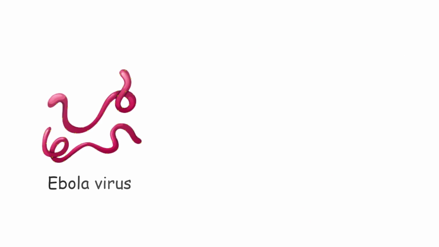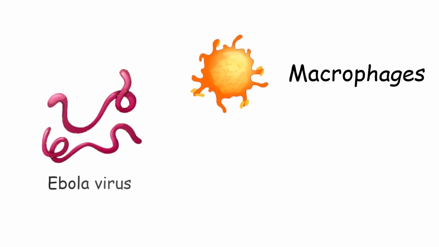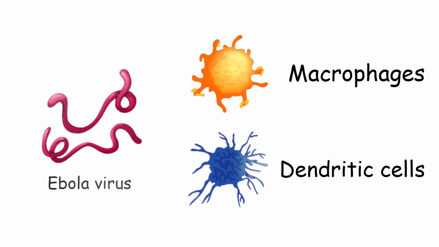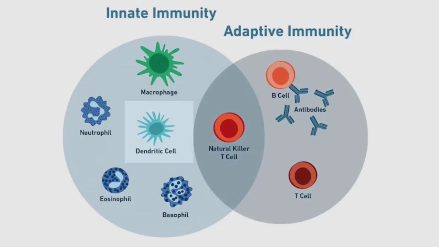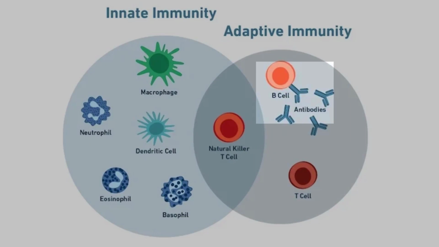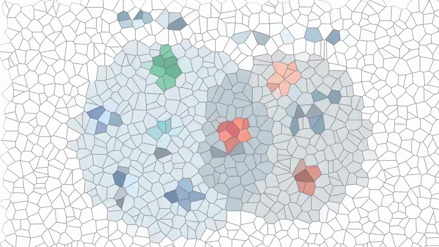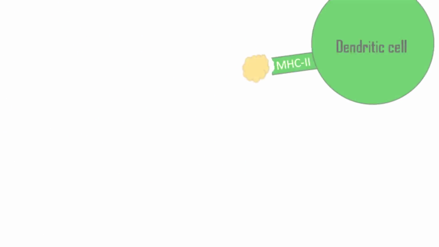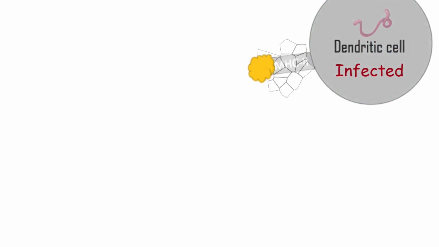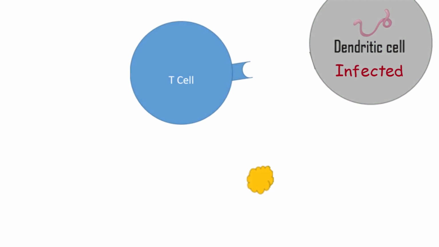The virus achieves this suppression by initially infecting immune cells like macrophages and dendritic cells. Dendritic cells play a crucial role in transitioning from the innate immune response to activating the adaptive immune system, which fights viral infections. However, once infected, these dendritic cells lose their ability to present antigens on MHC2, which impairs the function of the dendritic cells in activating T cells.